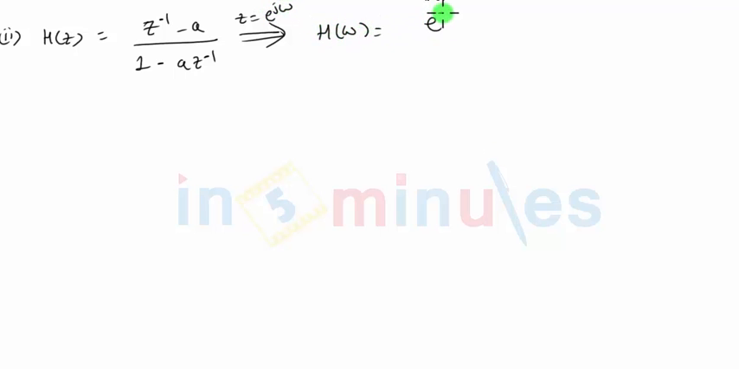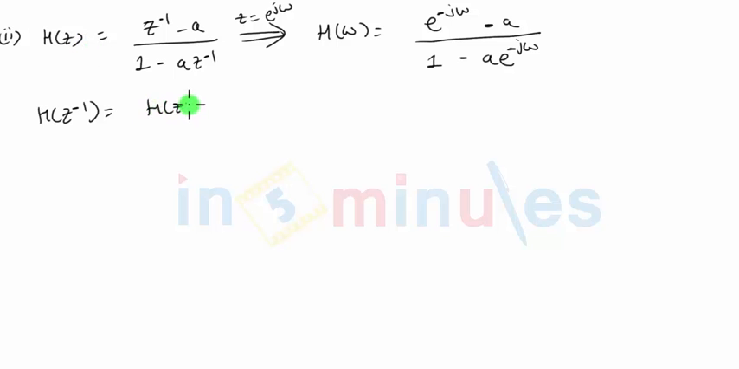So H(omega) will become (e raised to minus j omega minus a) divided by (1 minus a e raised to minus j omega). Now in this case, instead of finding mod H(omega) of this particular filter directly, we will proceed in a little bit different manner. We will first find H(z inverse). H(z inverse) will be nothing but H(z), in which I will replace z with z inverse.